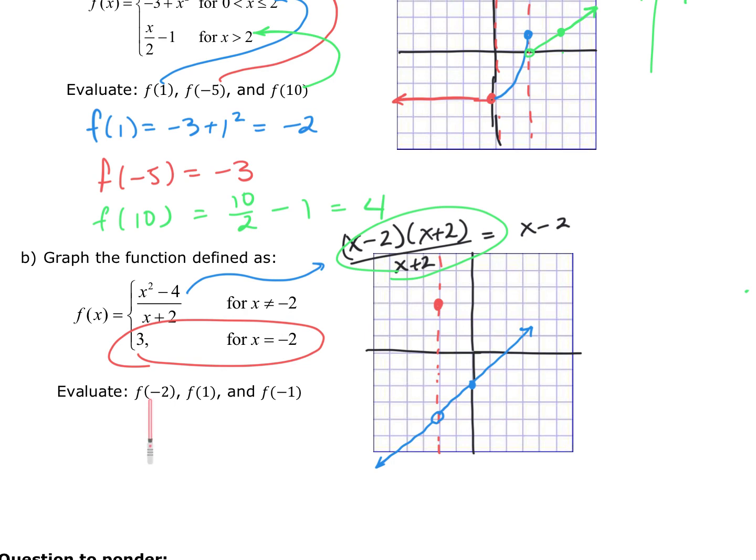Now the evaluation is pretty straightforward. We either use the top equation. These two will use the top or the first piece of the piecewise, and this one will use the second piece of the piecewise, or the bottom piece of the piecewise.